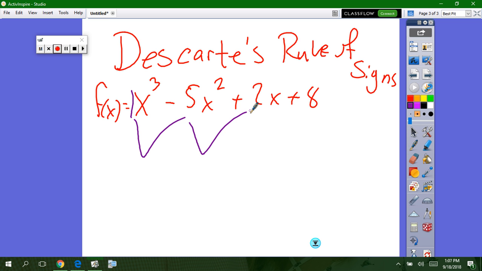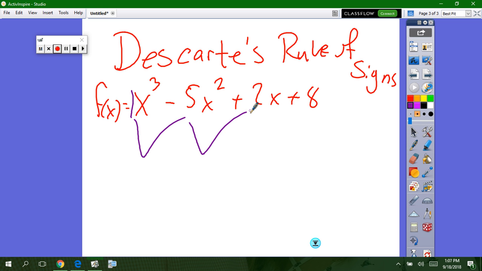Do I have any other sign changes? Okay. By the way, what were my zeros again? 1, negative 4, and 2. Okay, good. Because I thought I was wrong.